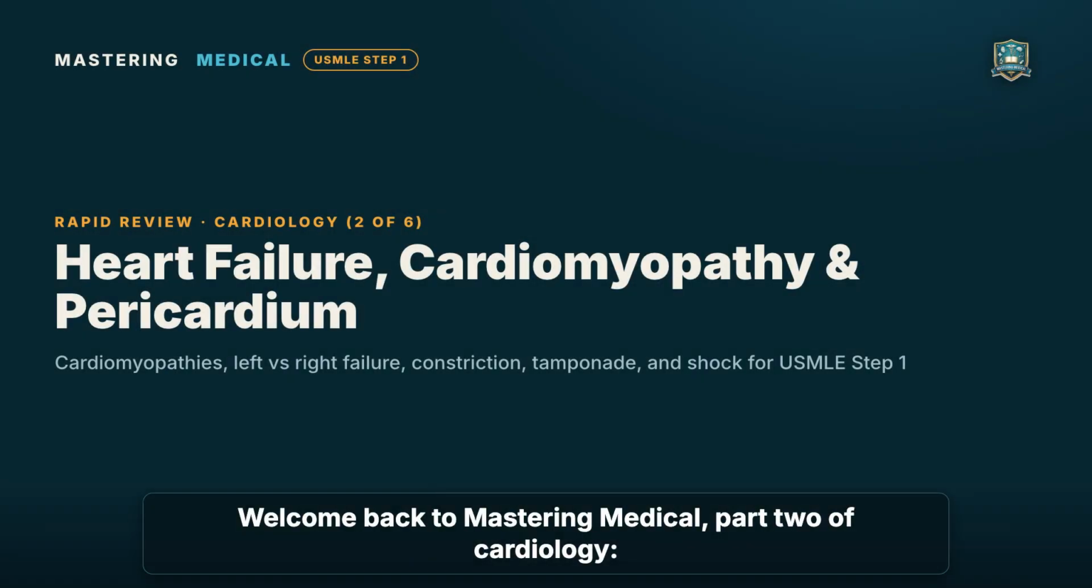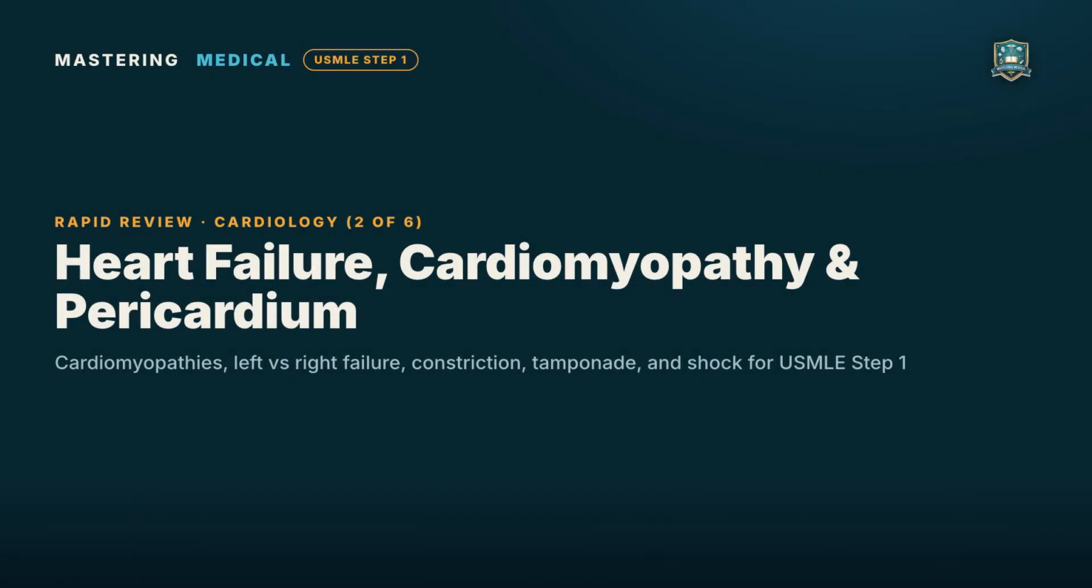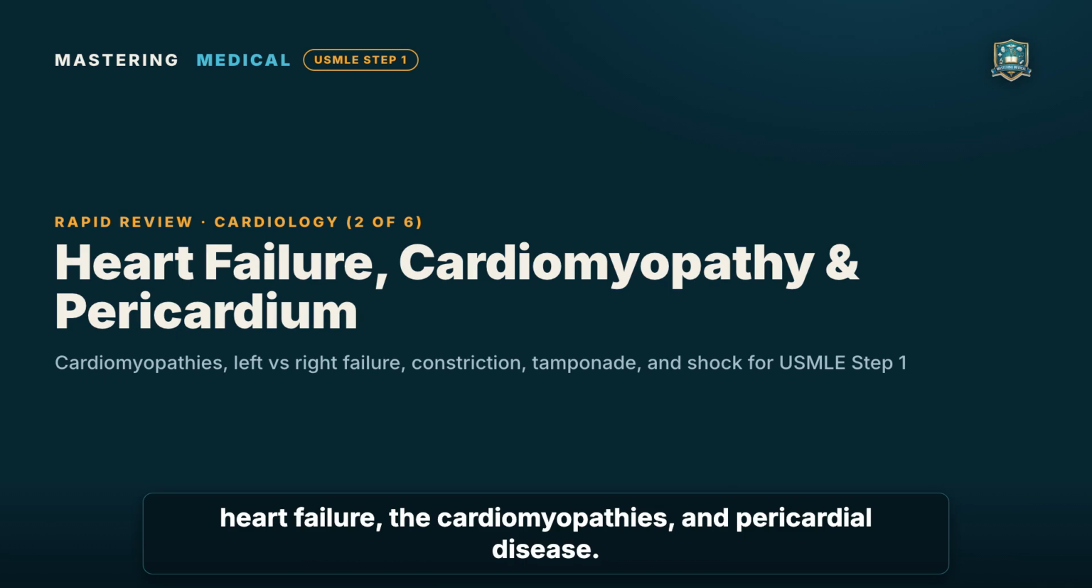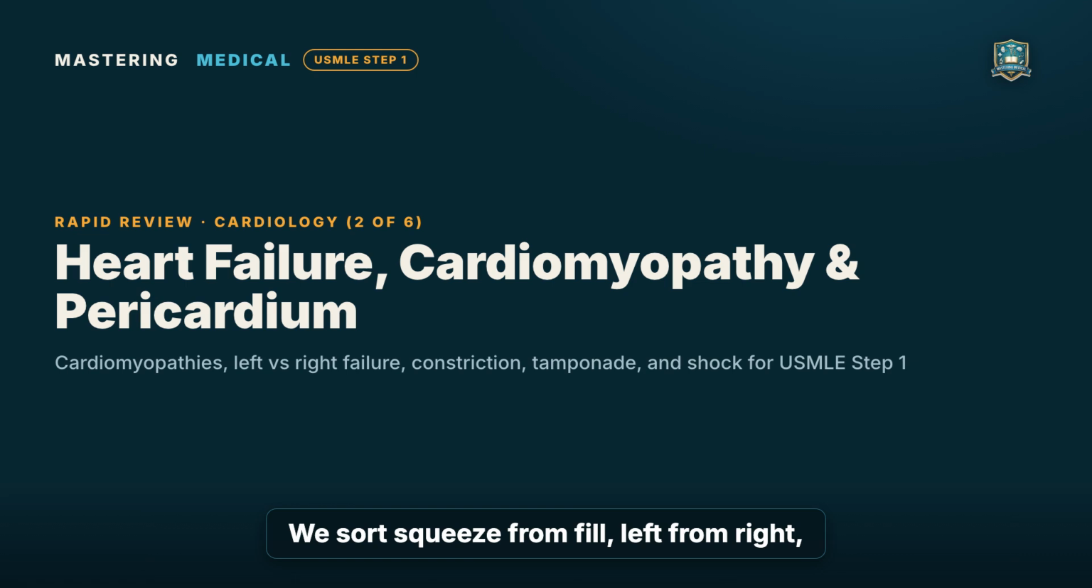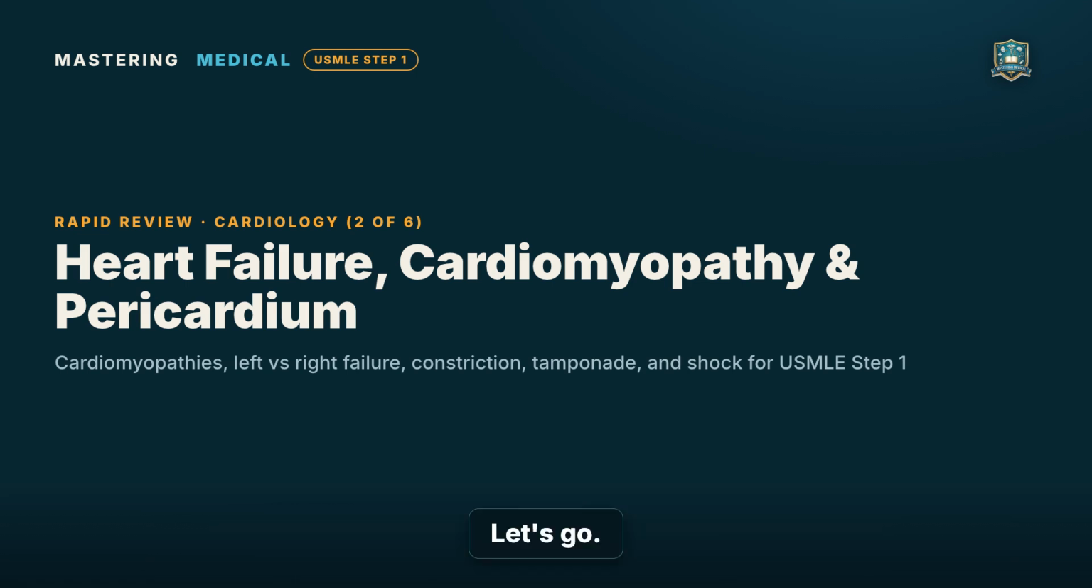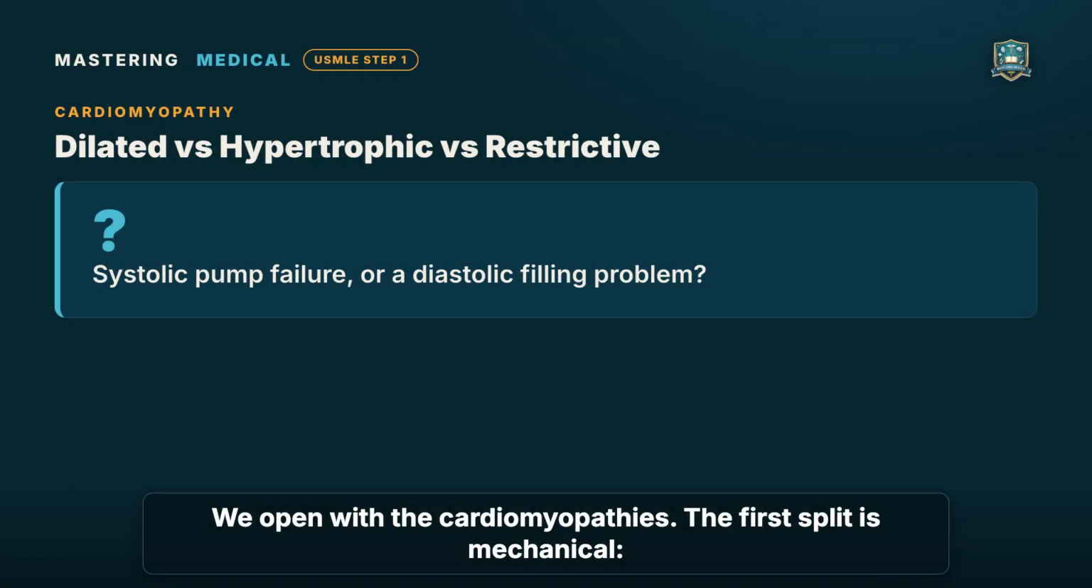Welcome back to Mastering Medical, Part 2 of Cardiology: Heart Failure, the Cardiomyopathies, and Pericardial Disease. We sort squeeze from fill, left from right, muscle from pericardium, and finish with shock. Let's go. We open with the cardiomyopathies.